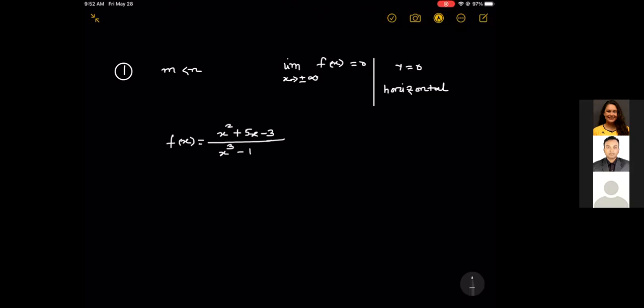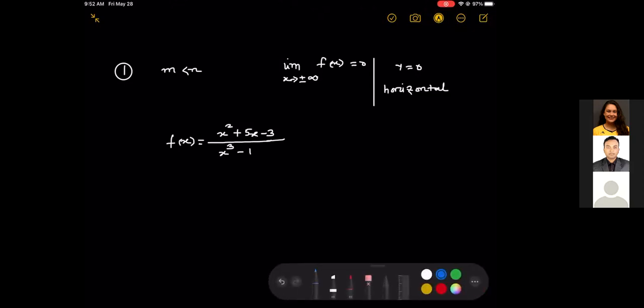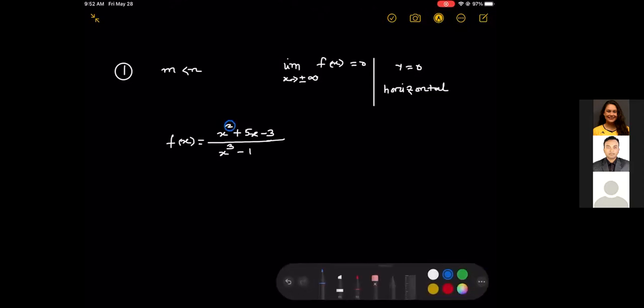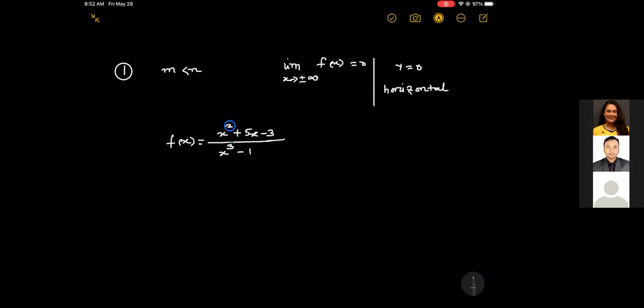So I don't even need to calculate anything. I can see the degree of the numerator, that means the highest power of the numerator, is 2, and the highest power of the denominator is 3. And I know that if the degree of the numerator is less than the degree of the denominator, which on this occasion is true because 2 is less than 3, definitely less than 3.